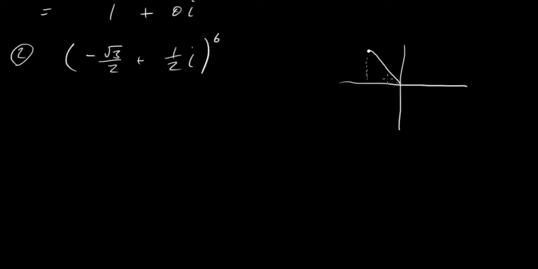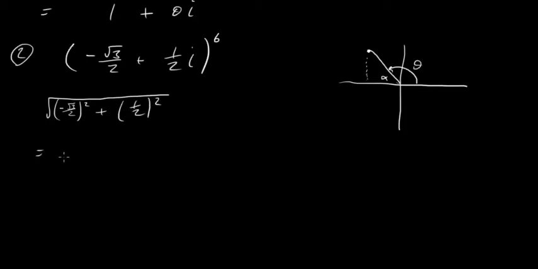If I draw a triangle there, I'll call this angle here alpha, and we'll call this angle here theta. The first thing we want to do is find the modulus of this complex number, in other words, the distance from here to here. So the modulus is going to be the square root of minus root 3 over 2 squared plus a half squared.